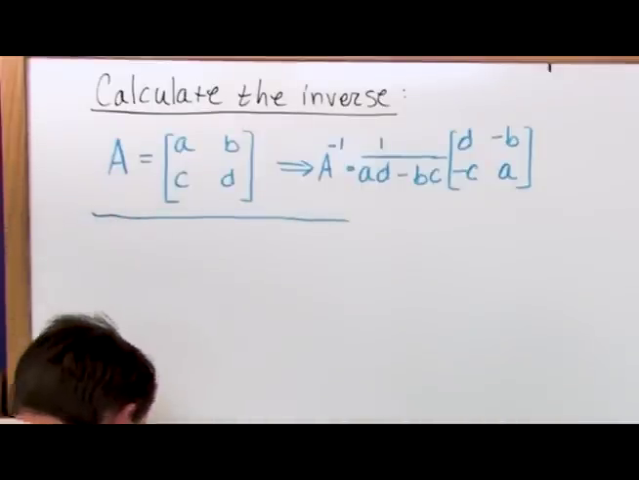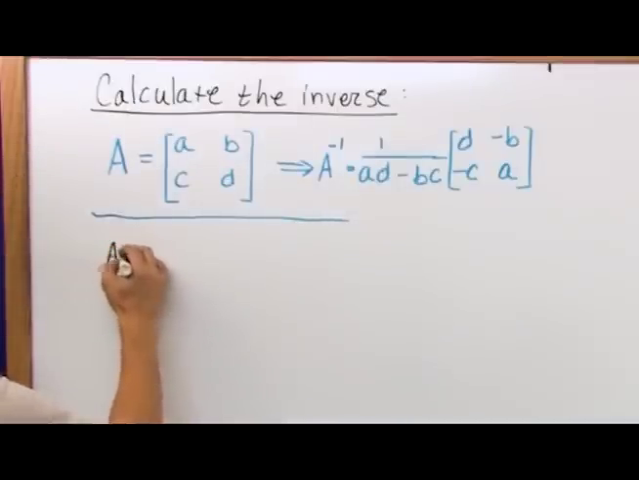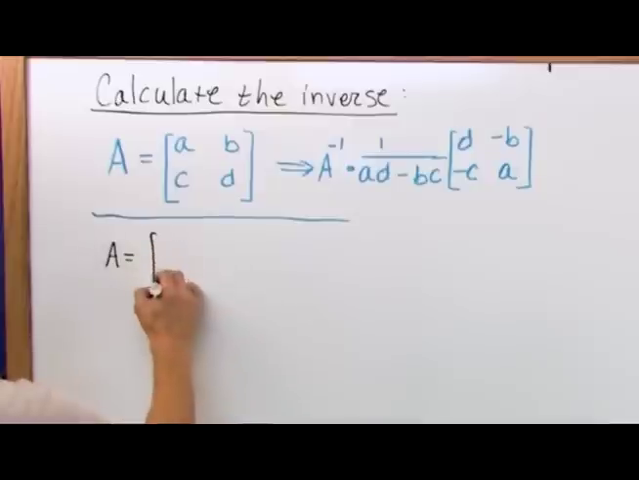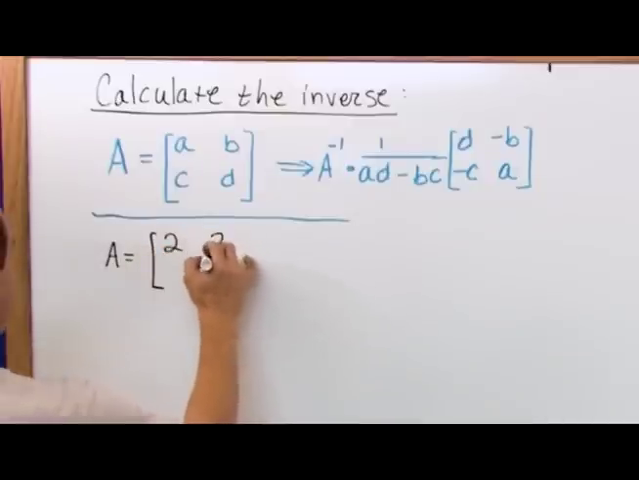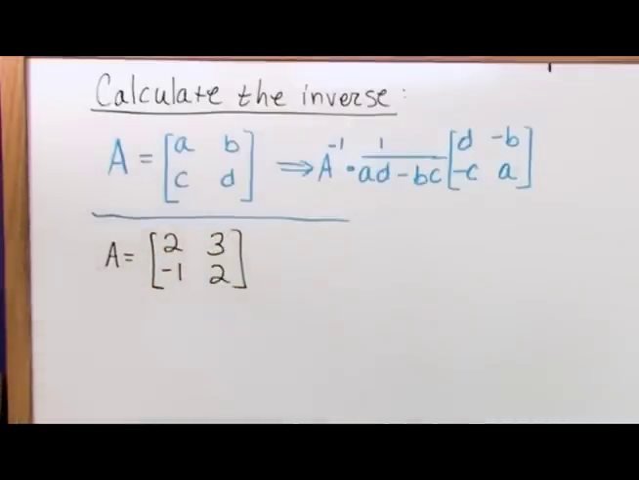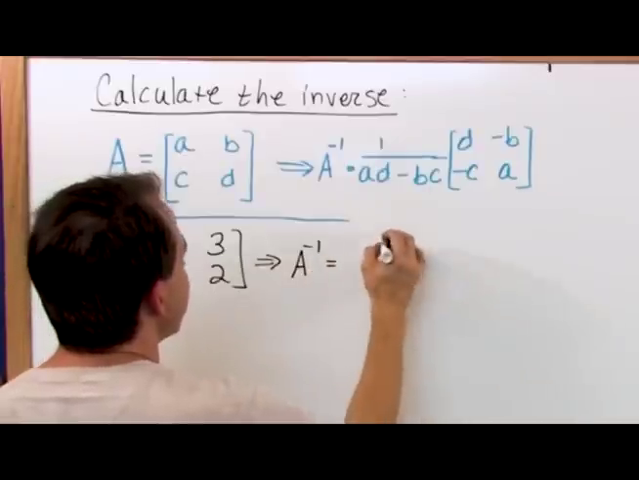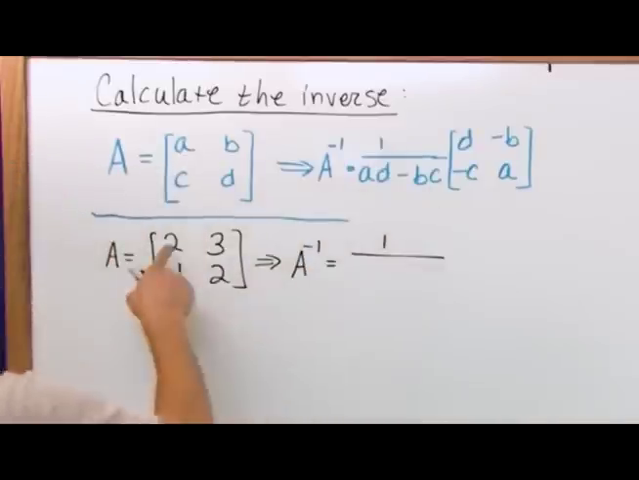Okay, so does it work? Let's go ahead and see if it works. Let's say the matrix that I'm given is 2, 3, negative 1, 2. That's a matrix, and I'm asked to calculate this matrix inverse. So I'm going to calculate the matrix inverse exactly how I have it written down here: 1 over A times D.